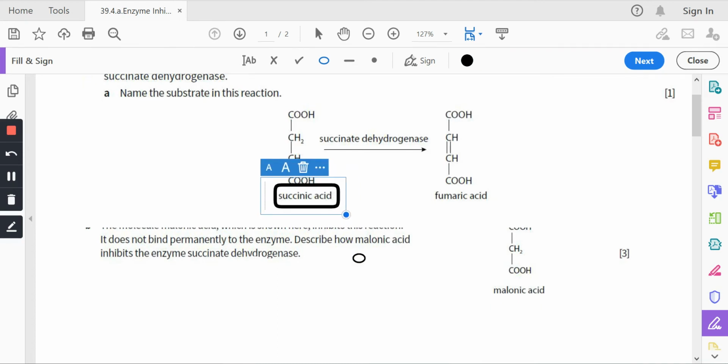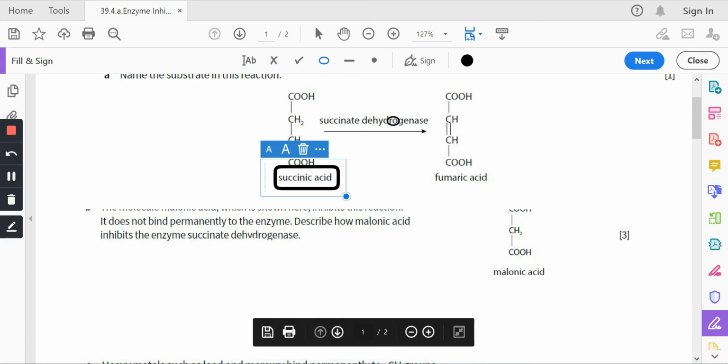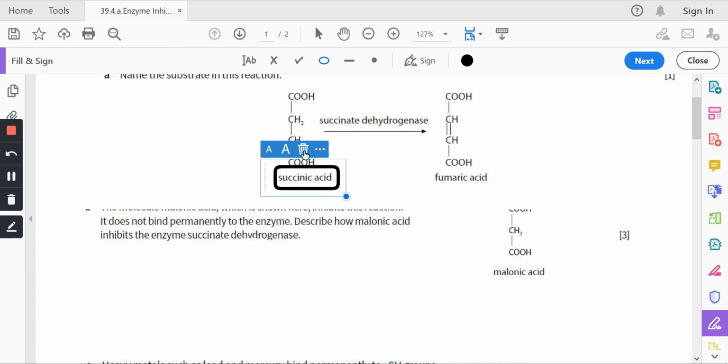The next question is, it's slightly cropped but I can tell you what the question is. It says that there is a particular inhibitor whose structure is given over here. The COOH has got cropped. So here there is one COOH bonded with a CH2 bonded with another COOH, and this compound is called malonic acid. It says that malonic acid can also bind with succinate dehydrogenase but not permanently. And then the question is asking: describe how malonic acid inhibits the enzyme succinate dehydrogenase.